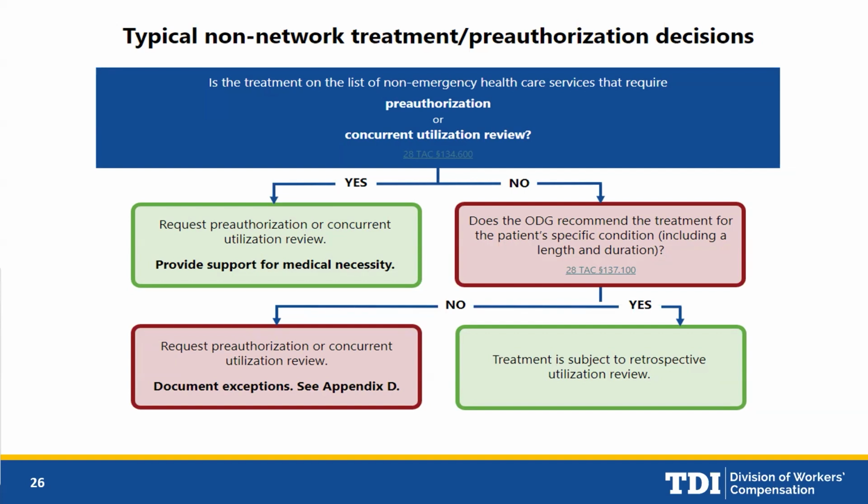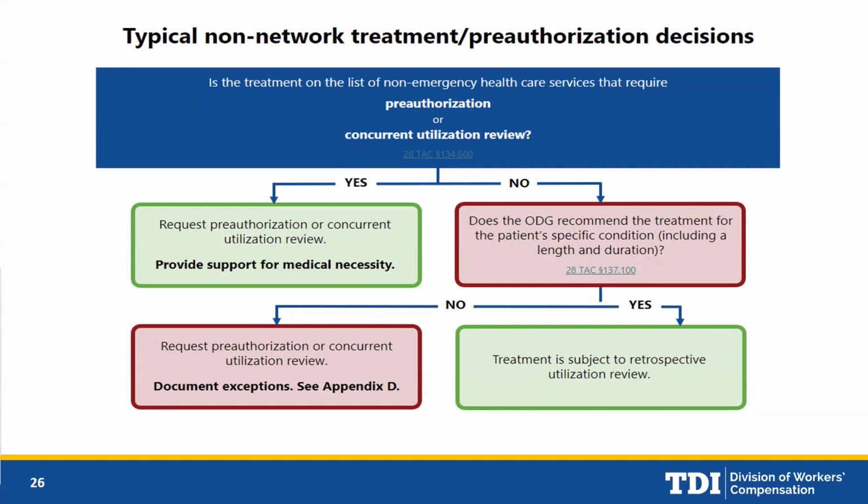That's concurrent review. So this happens all before you provide the service, right? So is it on the list? Yes, then you'll need to ask for pre-authorization. If it's not on the list, does ODG recommend it or not? If ODG does not recommend it, then you're going to need to get pre-authorization. If ODG recommends it, then you can provide it without pre-authorization.